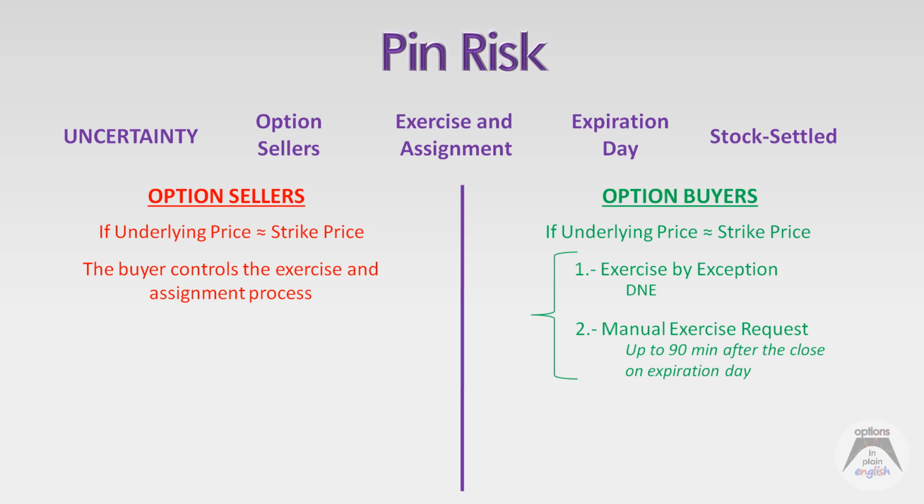So option buyers, not the sellers, the buyers have the right or the opportunity to exercise manually, which means by putting in a request up to 90 minutes after the close on expiration day. Now, some brokers might have this window for 60 minutes to give themselves time to process those requests, or maybe 45 minutes. But most brokers honor this window by some time.